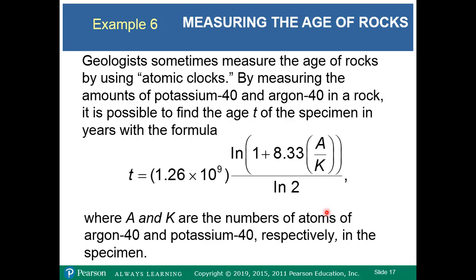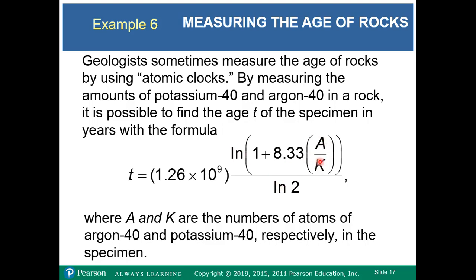Now, measuring the age of a rock. Geologists sometimes measure the age of a rock by using atomic clocks. By measuring the amount of potassium 40 and argon 40 in a rock, it is possible to find the age T of a specimen in years with this formula. Notice that this involves the natural log here and here.